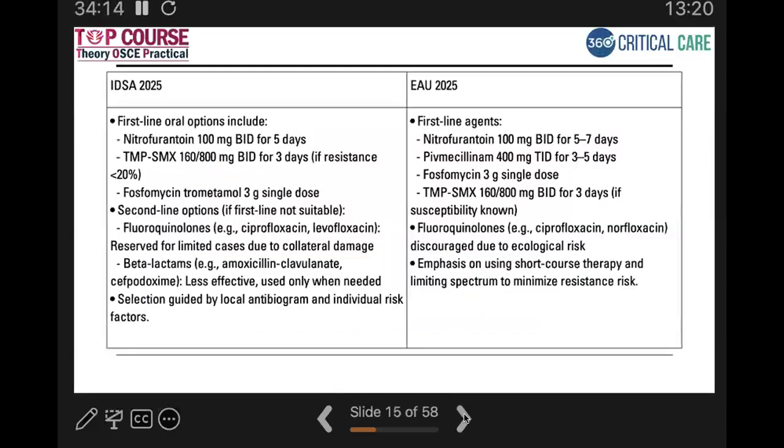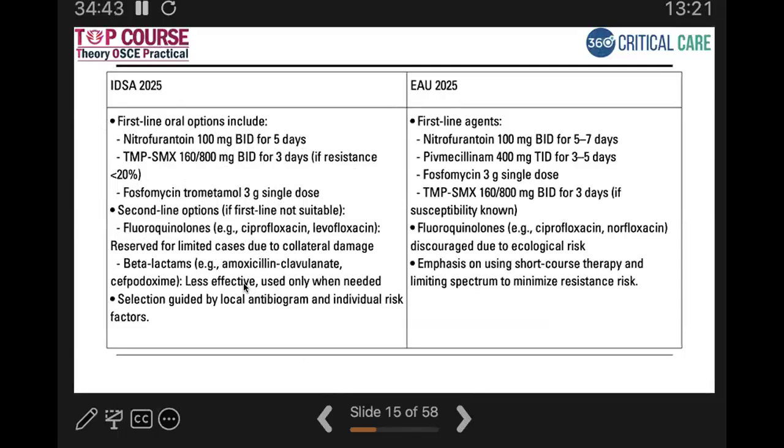Okay. Be mindful when you start antibiotics for uncomplicated UTI. Don't immediately start higher antibiotics like carbapenems, that is not needed. You can start with a simple nitrofurantoin when the infection is localized to the bladder. 100 mg BD for 5 days is more than enough. Or if the patient is coming on an OPD basis, you can start Septran also for 3 days, if the resistance in the local antibiogram is less than 20%. And you can also try fosfomycin 3 gram as a single dose.